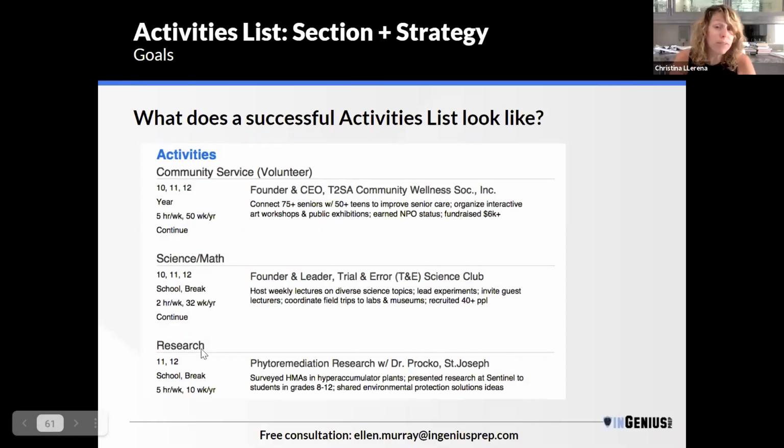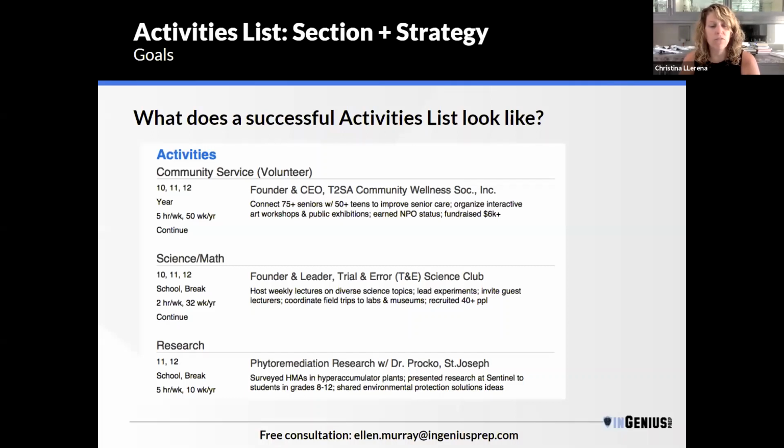So this is an example of a successful activity list. You can see community service volunteer. This individual did 3 years there. They did specifically a lot of work, 5 hours a week, and they're still doing it throughout the year. And they are the founder and CEO, and they actually created with other seniors, and they specifically talk about, I'm sorry, they connected 75 plus seniors with 50 plus teens, really concrete numbers there.